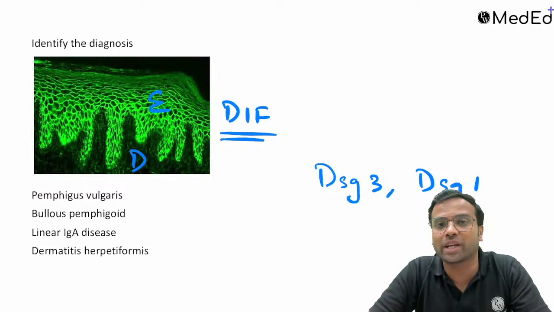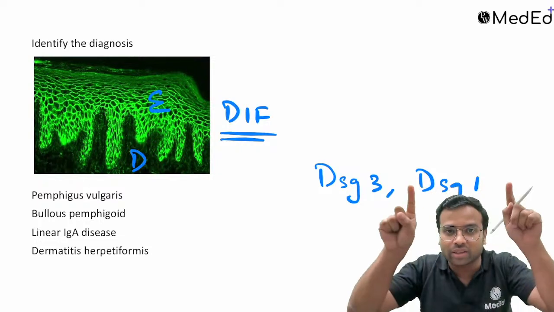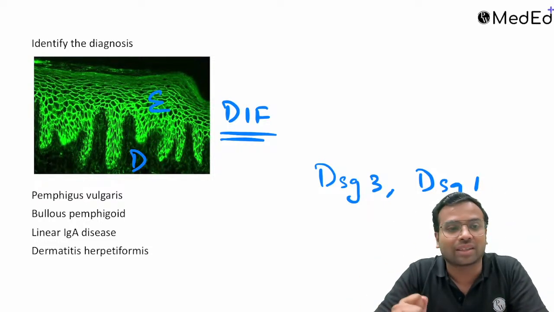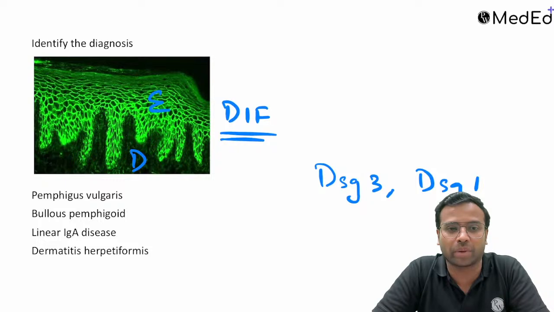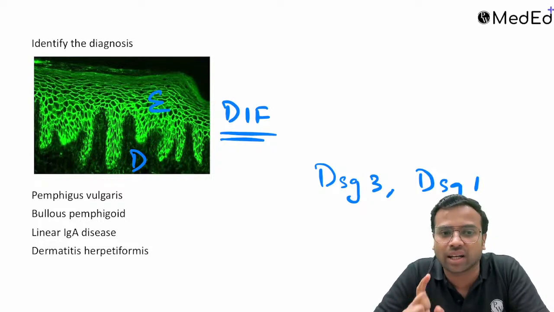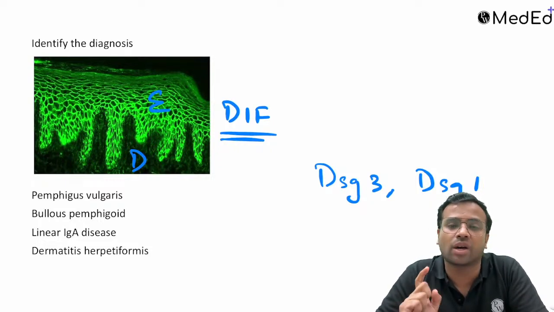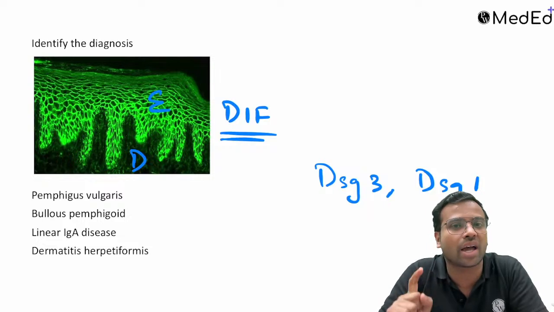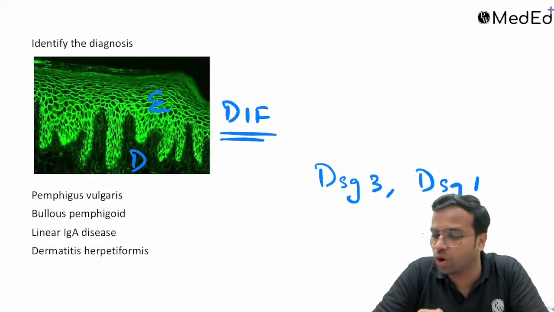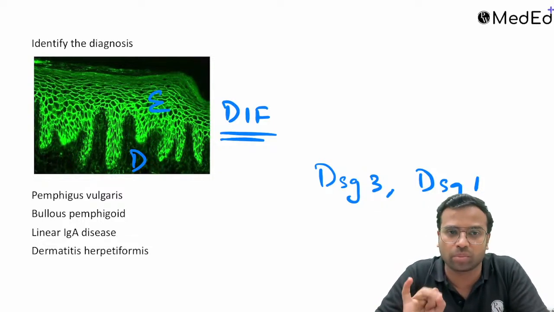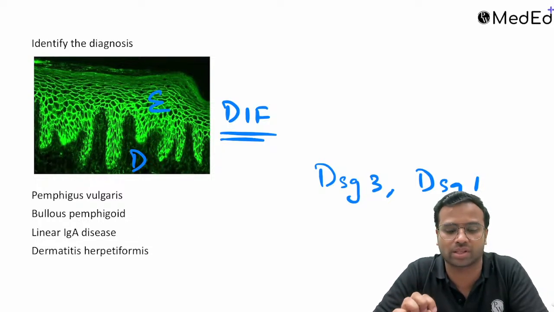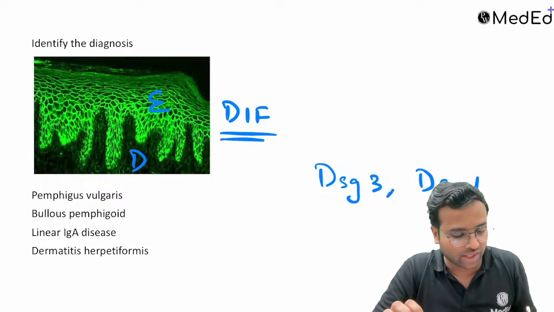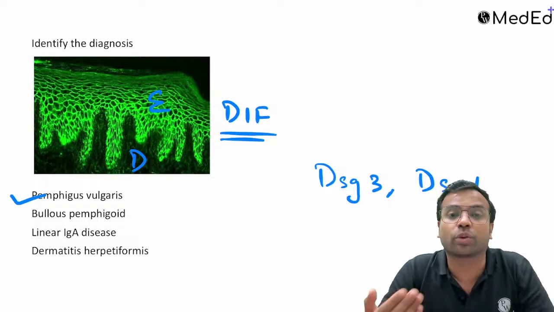Where are these desmogleins present? They are present over the surface of a keratinocyte. That is the reason why we have this kind of a fishnet pattern or a chicken wire pattern. Now, the correct answer should be some disease which is going to have an intraepidermal blister. Now, see the options: pemphigus vulgaris, bullous pemphigoid, linear IgA disease, dermatitis herpetiformis. Now, in all of these, I would say that pemphigus vulgaris should be the right answer.